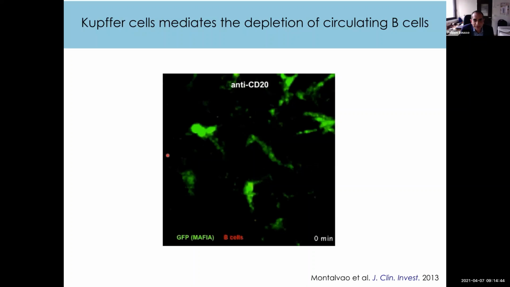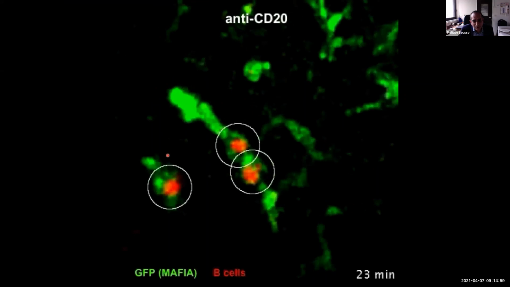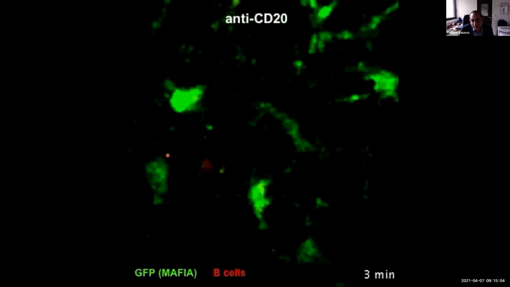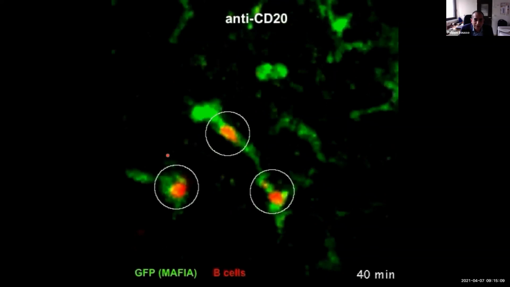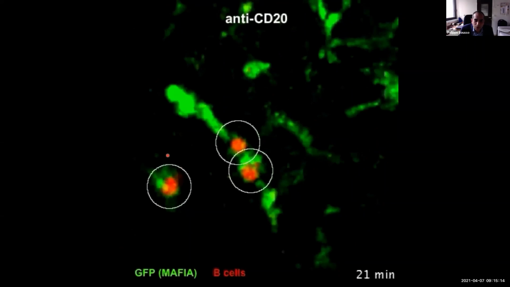Usually the B cells would circulate within the liver sinusoid very rapidly. But what we observe in this setting is that as soon as a B cell was circulating, it would be arrested by a Kupffer cell and engulfed and digested. The process is extremely efficient and extremely rapid as well, and was really the major way by which the endogenous B cells are depleted.